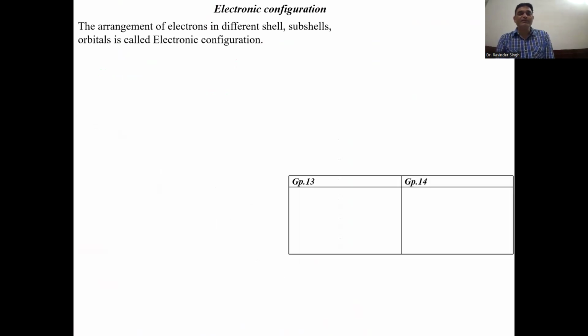Next, we will see the electron configuration of group number 13, 14, and so on. For group number 13, the elements are boron, aluminium, gallium, indium, thallium. For group number 14 are carbon, silicon, germanium, tin, and lead.